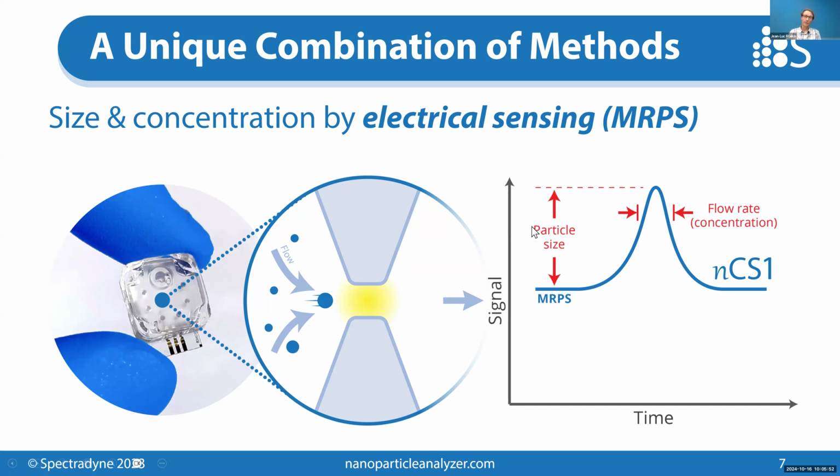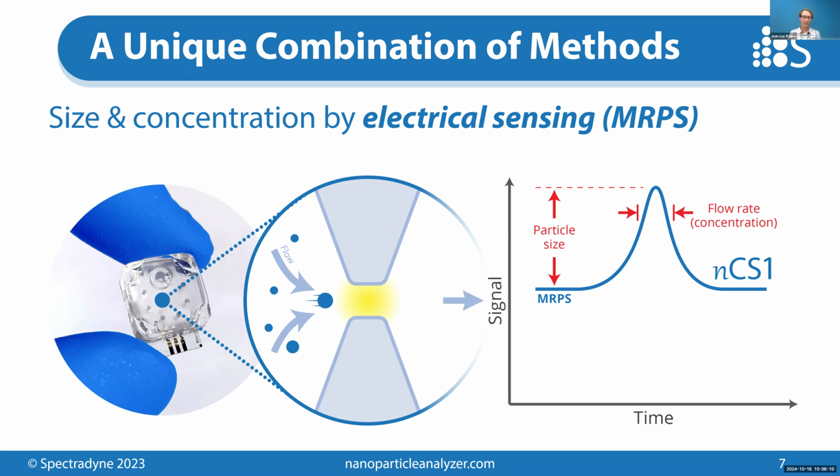So we're counting particles and we're measuring the flow rate. So that tells us how much volume we've measured. So that's counting particles in a known volume. That's the most direct method of measuring concentration that you can do, right? Particles per ml of liquid.